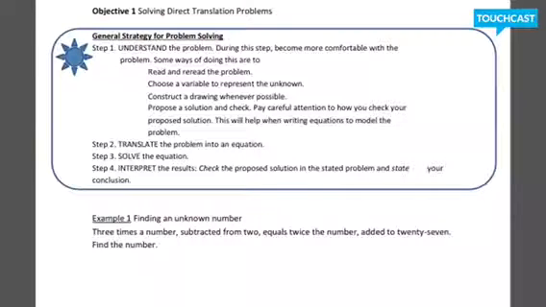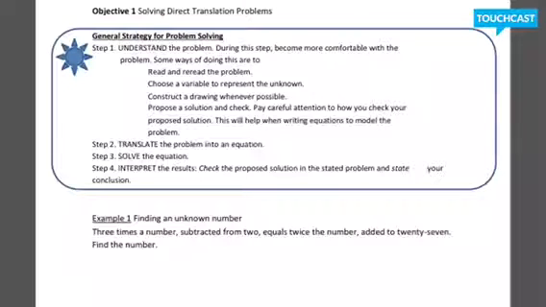Our example says finding an unknown number. So 3 times a number subtracted from 2 equals twice the number added to 27. Find the number. When you see a problem like this, it might seem very difficult. But if you can do a direct translation of the problem, you should be able to come up with an equation and then solve the equation, and you'll have your solution.